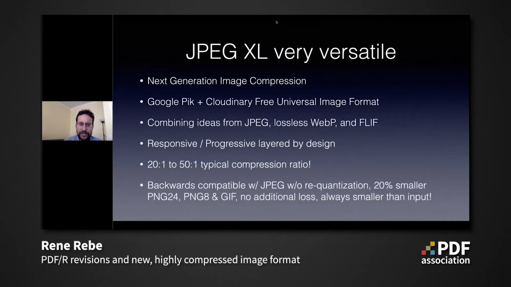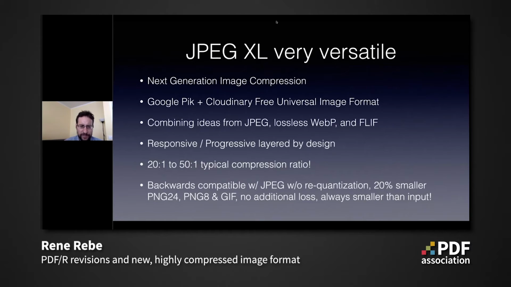In the working group, over time, we focused on JPEG XL. Initially, we thought H.265 or AVIF were the most favorable, but after looking into it more and more, JPEG XL turned out to be very versatile. It started as an ISO working group project years ago as the next generation image compression. It's based on Google PIK and Cloudinary's Free Universal Image Format. So there have been previous attempts at open collaboration to create such a next generation image compression, and it combines ideas as old as JPEG, lossless WebP, and FLIF, which is the successor of the Free Universal Image Format.